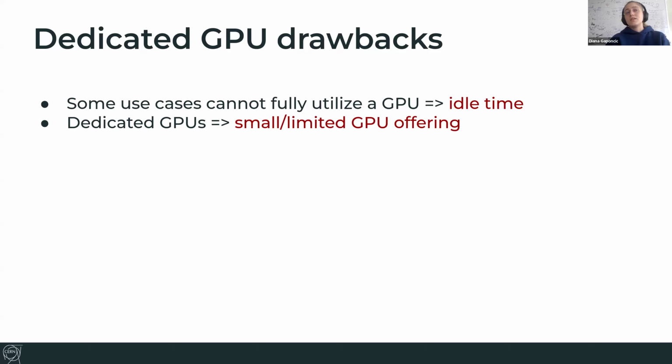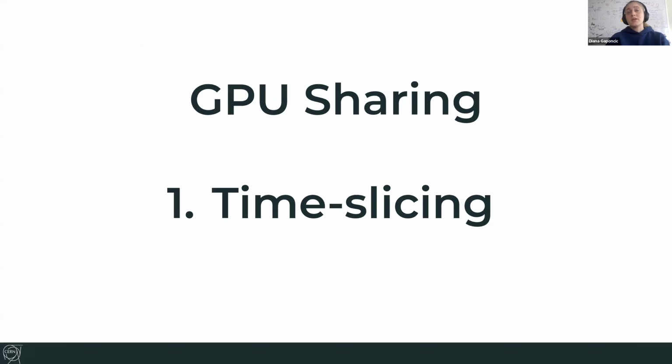Also, if you have dedicated GPUs, you have a smaller and a limited GPU offering because we can only have so many GPUs here locally at CERN. So how can we improve this? To improve this, we have to start thinking about GPU sharing. And the easiest way to share is time slicing.